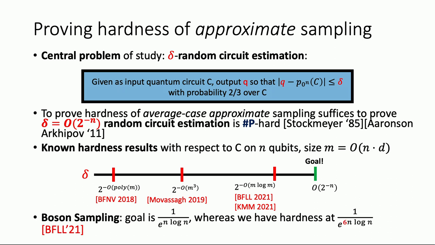Now, in boson sampling, that's this linear optical experiment, you can do a very similar analysis, and things look a little better. In fact, it's kind of infuriating because of how close we are to what we want. It turns out the goal, the 1 over 2 to the n, it's really 1 over the Hilbert space dimension of the relevant experiment. So for an n-qubit experiment, you have a 2 to the n dimensional Hilbert space. For boson sampling, with n photons and m equal n squared modes, the relevant Hilbert space is of dimension 1 over e to the n log n, so that becomes the goal. That's the delta that we want to hit. The same results give us 1 over e to the 6 n log n.